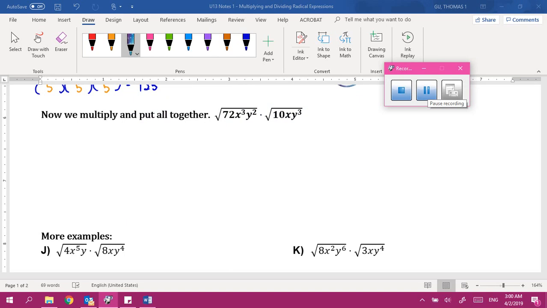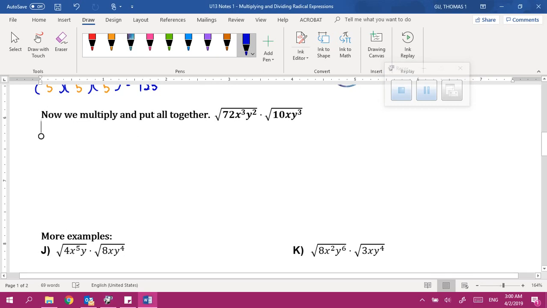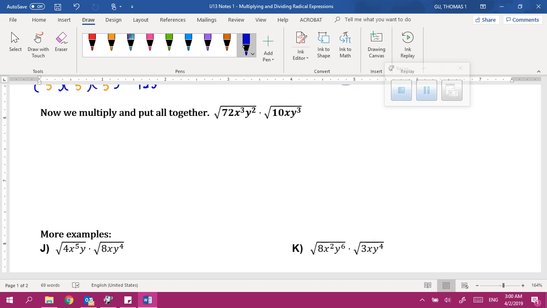So let's do this. First of all, we see that these two terms, the square root of 72x cubed y squared times the square root of 10xy cubed, have the same index. Both of them have an index of 2, the invisible 2, right? So we can multiply these. So let's multiply them. When we multiply them, what do we get?